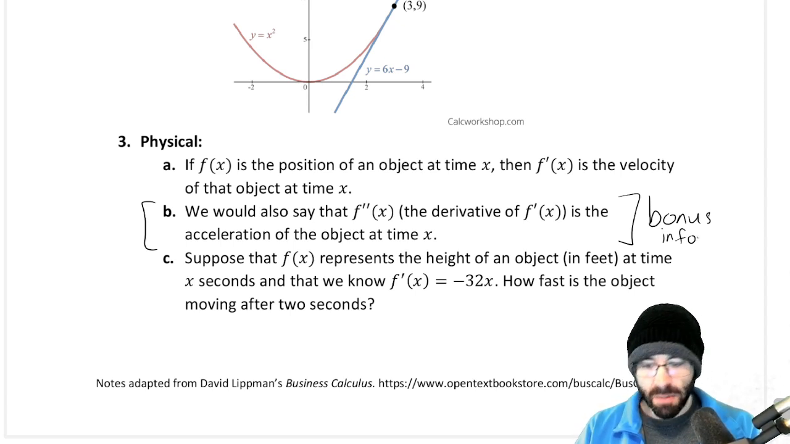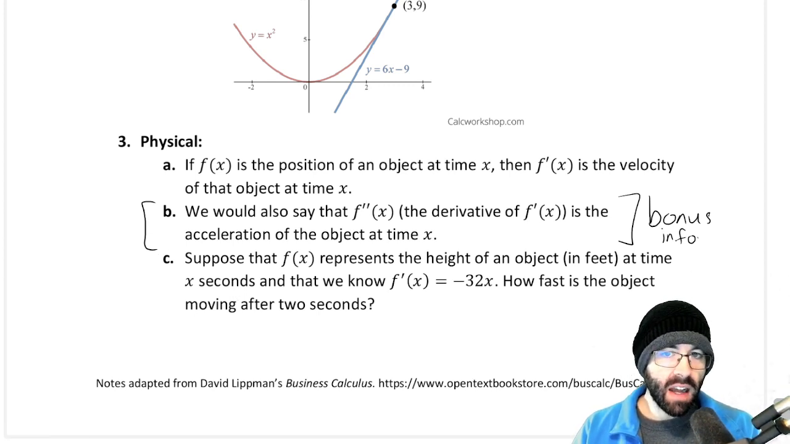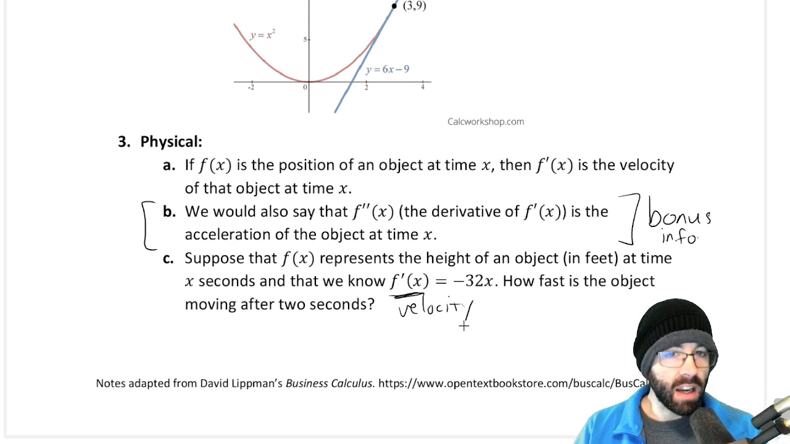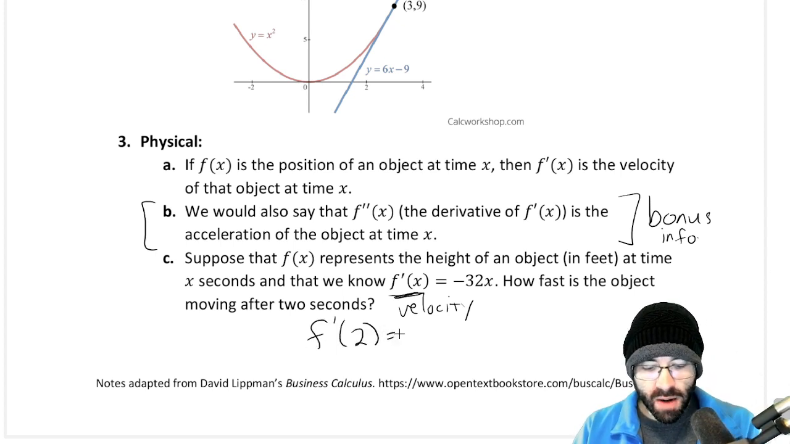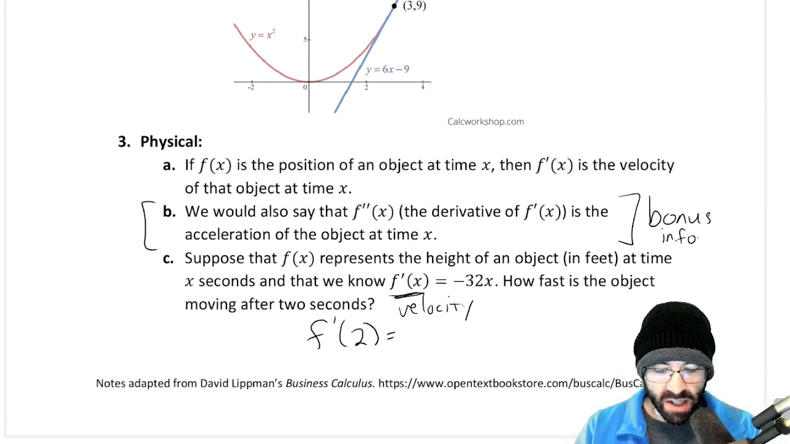And then again, to put this in perspective, suppose that f is the height of an object in feet after x seconds. And we know that f prime, which again, if f is some kind of position, f prime is going to be velocity. f prime, the velocity at any second x, is negative 32 times x. How fast is the object moving after 2 seconds? Well, we just have to find f prime of 2, because f prime is the velocity if f is the position. So this tells us the velocity at any time. Plug in 2, and we'll get negative 64.